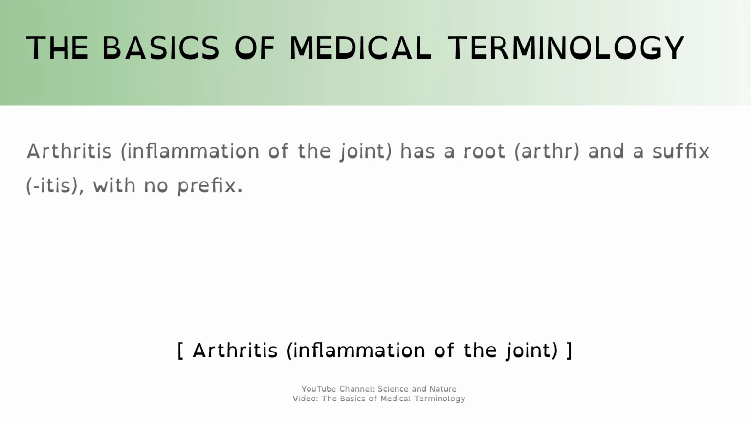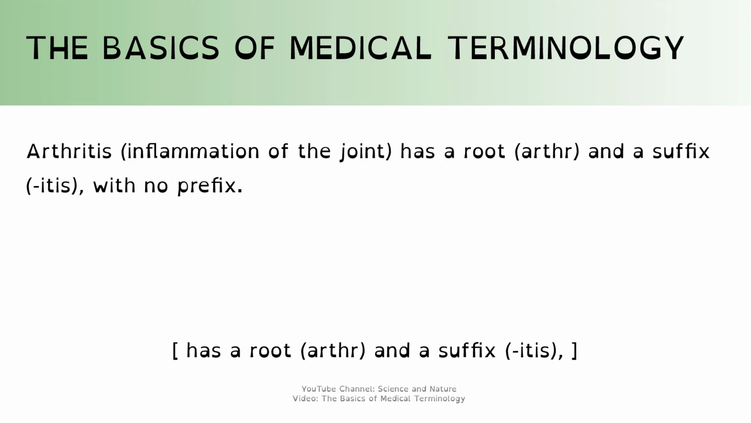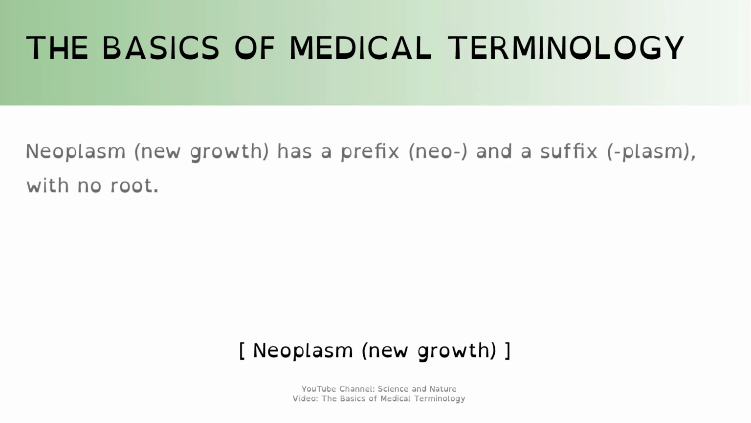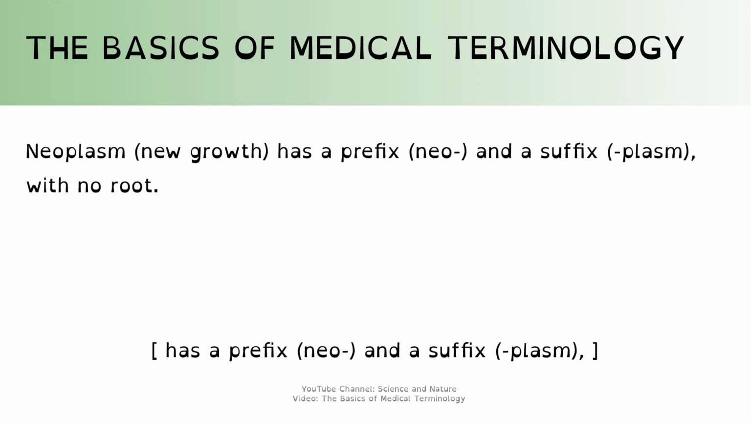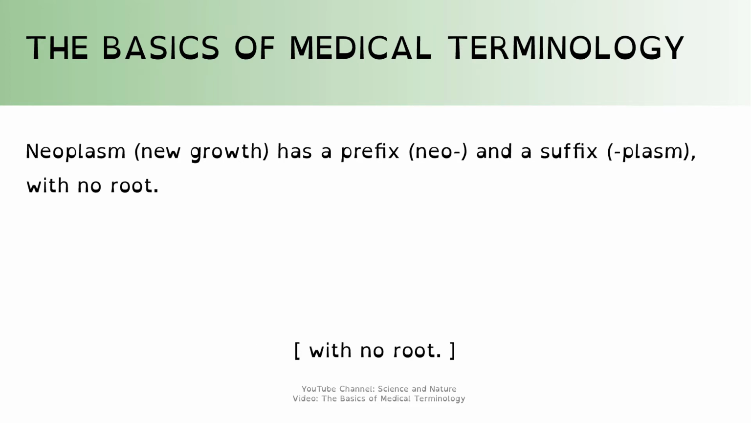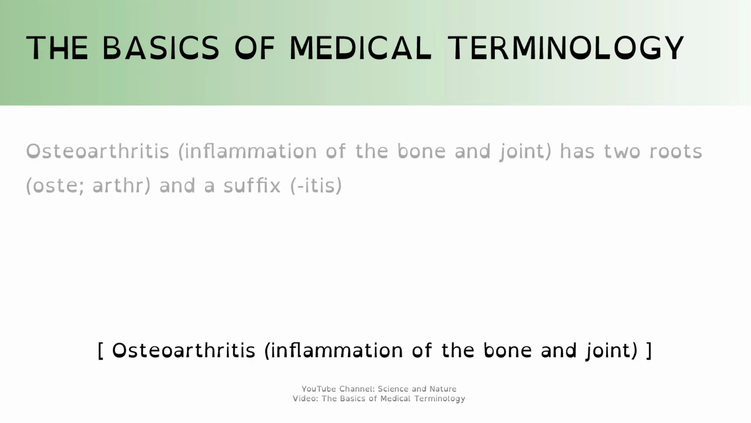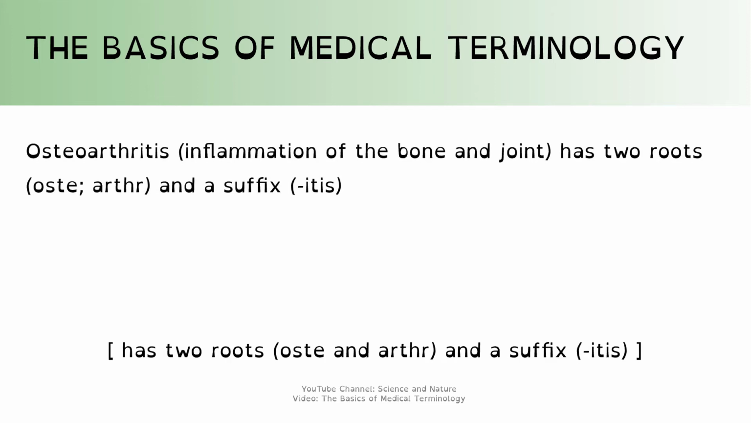Arthritis, inflammation of the joint, has a root, arthr, and a suffix, itis, with no prefix. Neoplasm, new growth, has a prefix, neo, and a suffix, plasm, with no root. Osteoarthritis, inflammation of the bone and joint, has two roots, oste and arthr, and a suffix, itis.